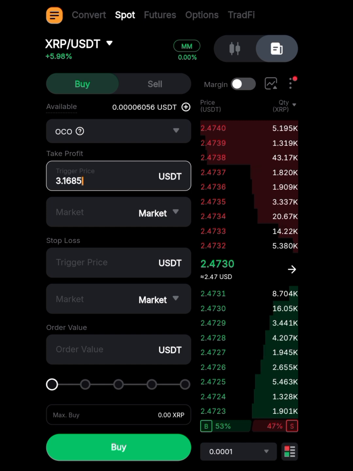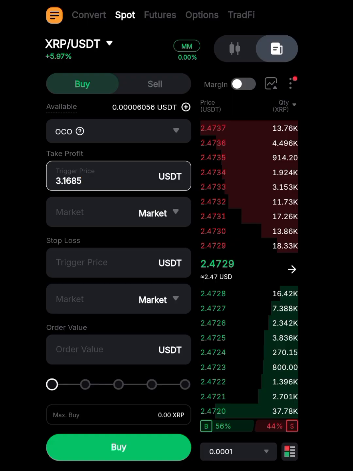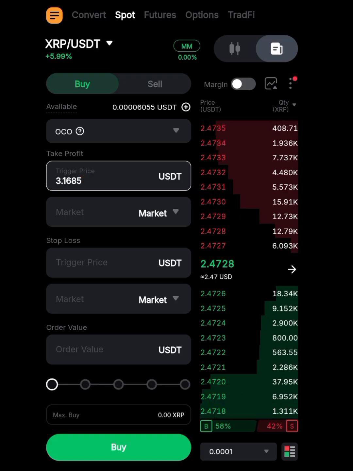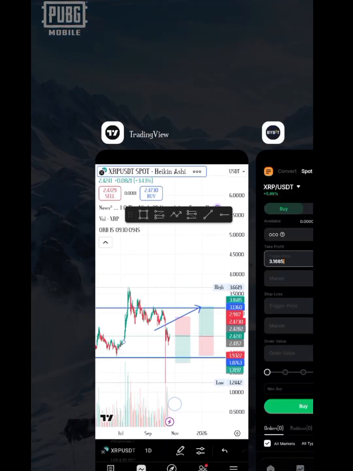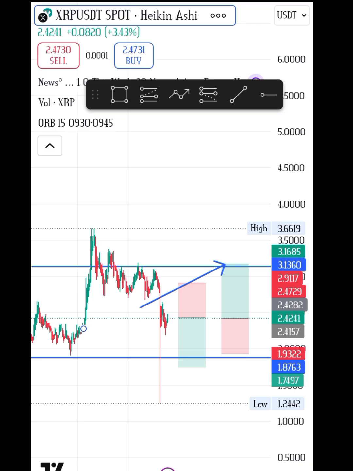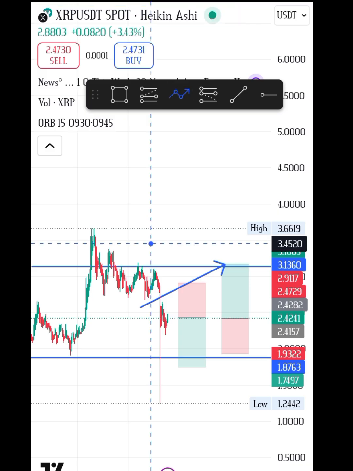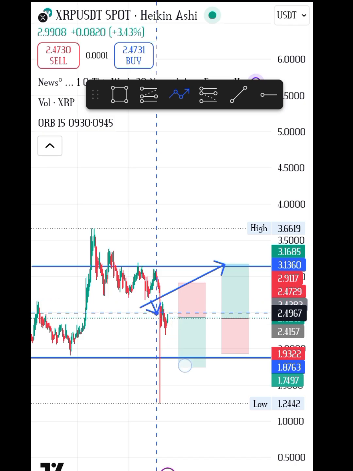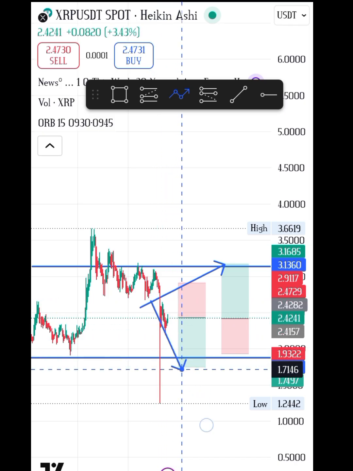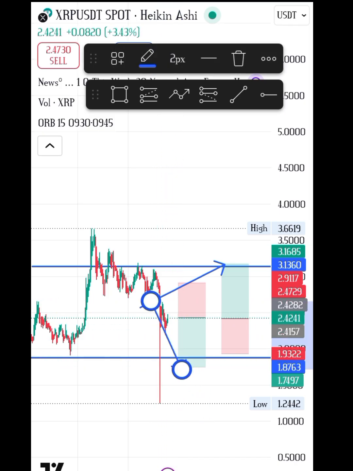So the current price is 2.4. When the price goes up 31%, remember, the profit here is 31%. So when the coin price goes up to 3.1, let me take my money from the market with the profit. Right now, let's find out about the stop loss, because like I showed you here, price can go both ways. It can go up or it can go down.